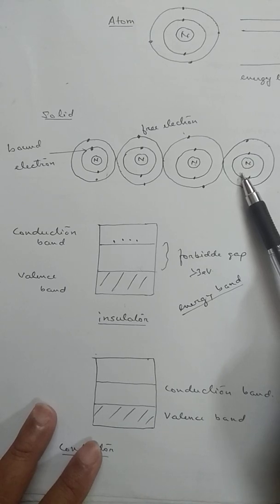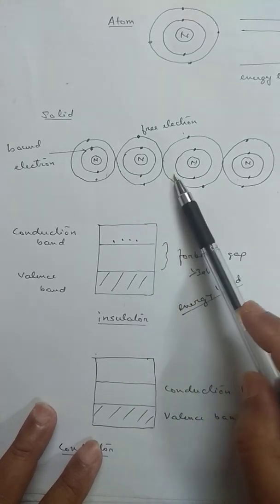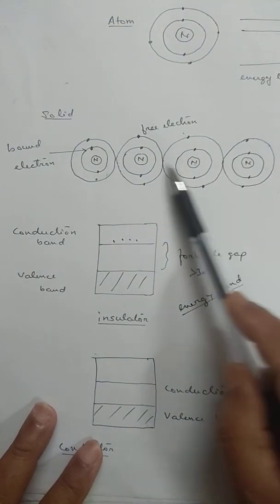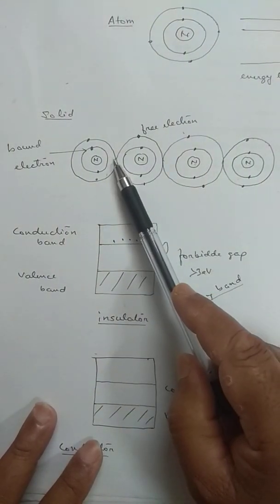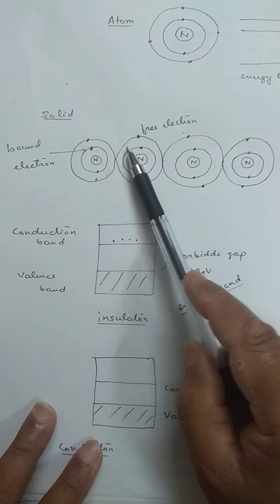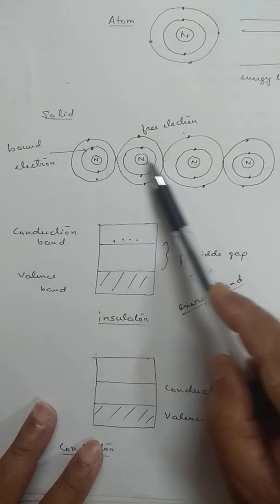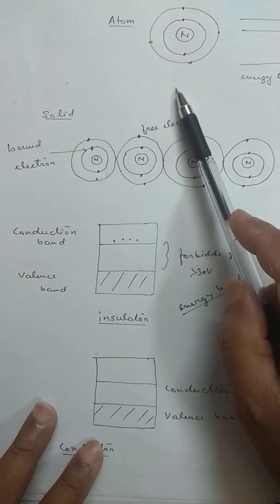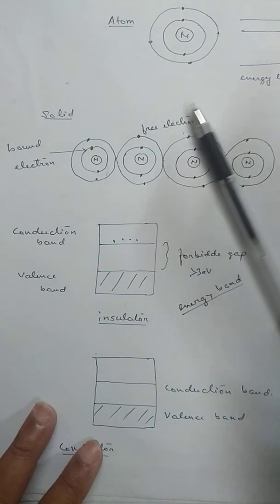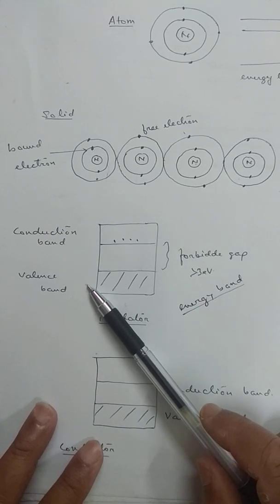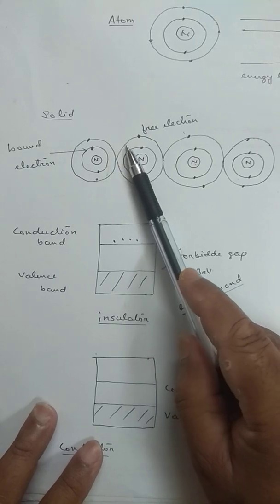As a result, the outermost energy levels of each atom overlap each other in the solid. There is a possibility of overlapping. But in two different atoms, there is no chance of overlapping of inner levels because there is no chemical bonding between them. So here you see, these two energy levels overlap each other.